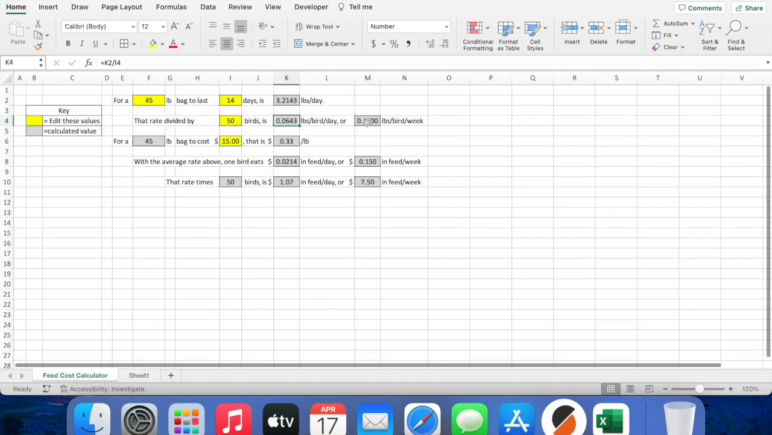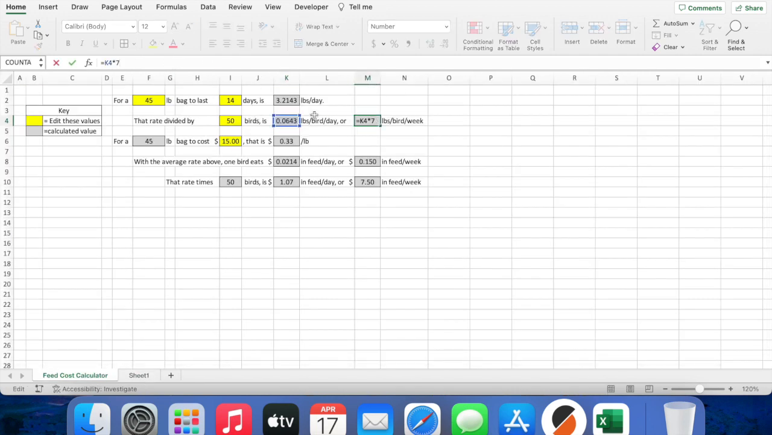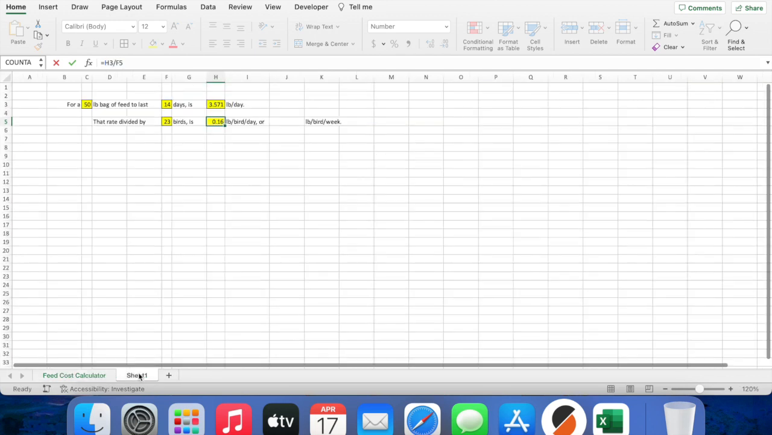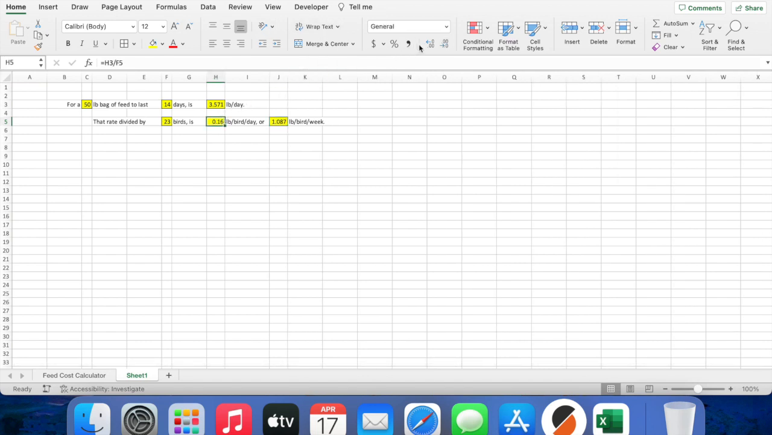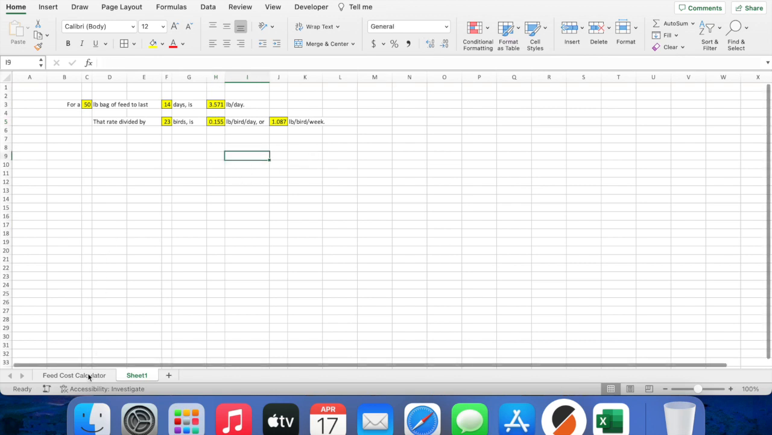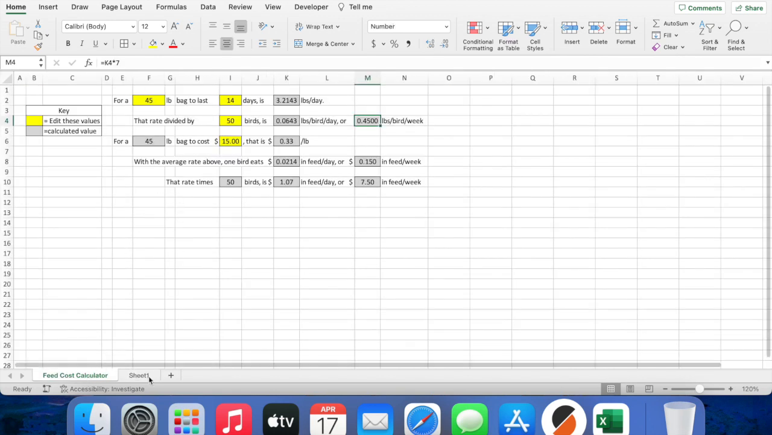Then if you go to this one, all I did is pounds per bird per day times 7. So I'll hit equals that value times 7. That's how many pounds per week one bird is eating. And these values all change when you input that 14 days at the top, or however many pounds it is. When you change that duration, it changes these values.